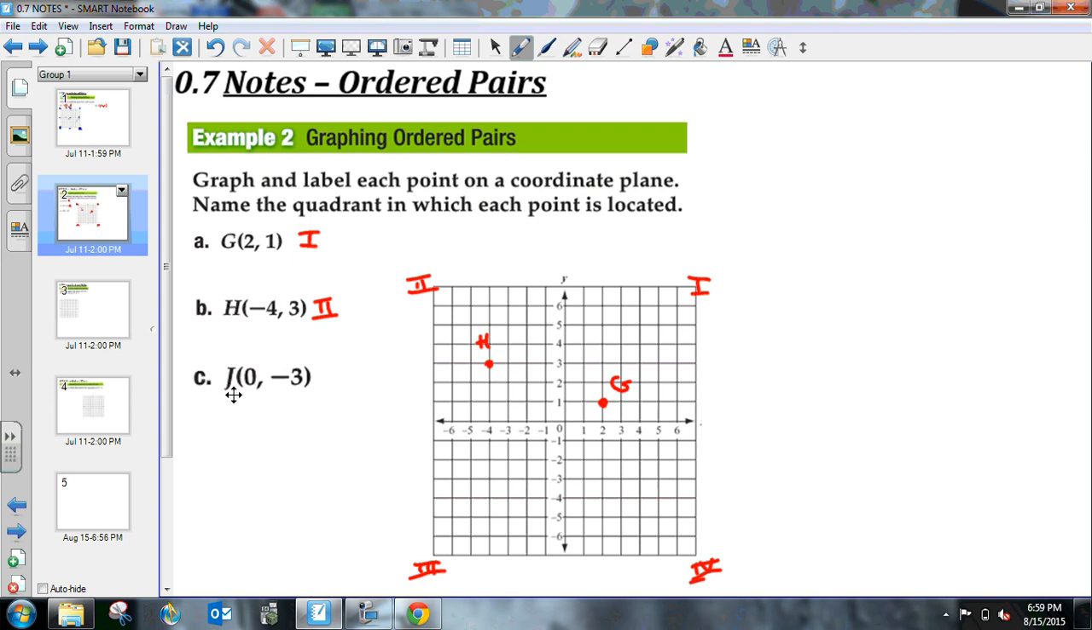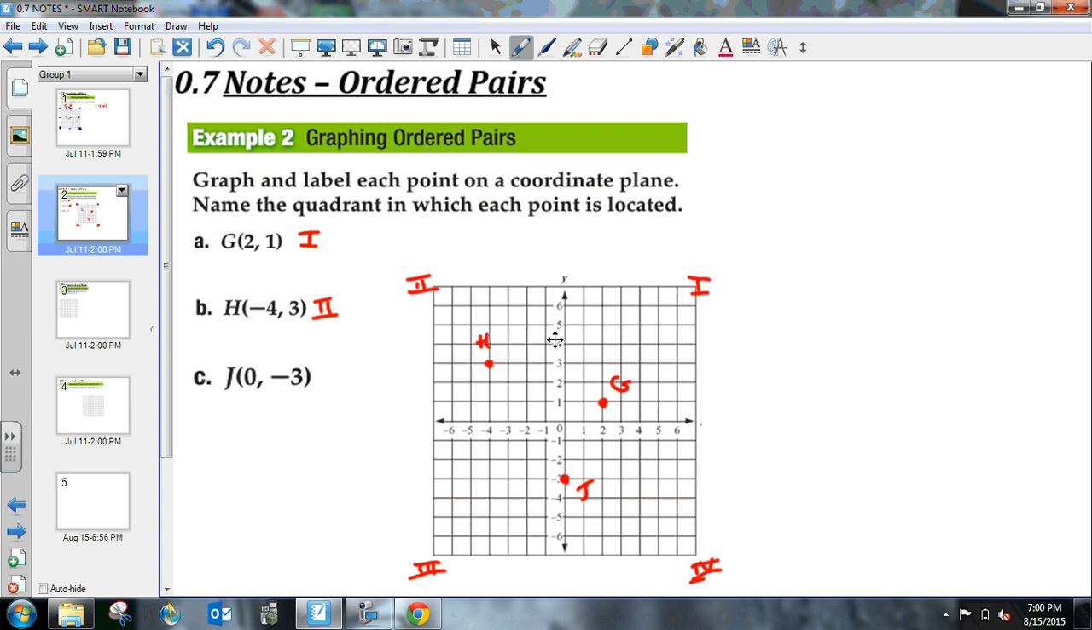And then point J is the point 0, negative 3. So if I start at my origin, I go 0. I don't go anywhere on the x-axis. I stay on this line. I'm going to go down 1, 2, 3. Okay, I'm going to plot that as point J. Now that one is in neither. You could say it's in both quadrant 3 and quadrant 4. Okay, but it's not in quadrant 1 or 2.